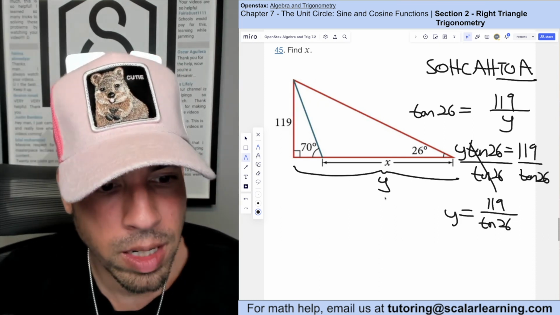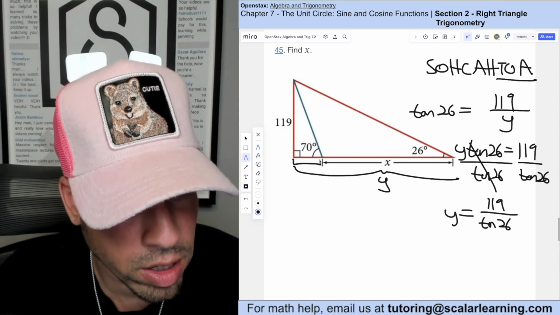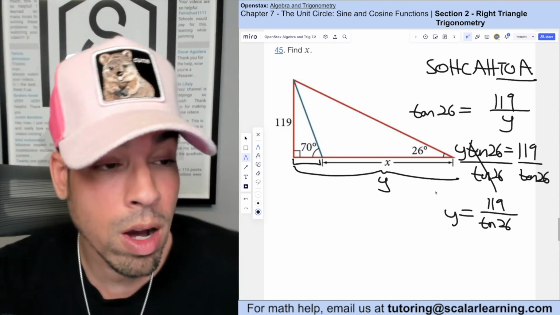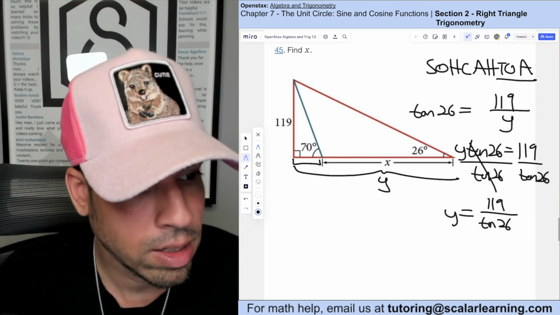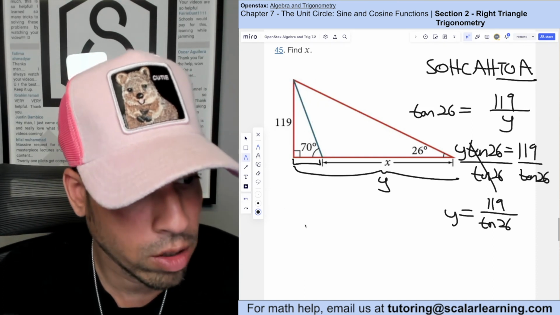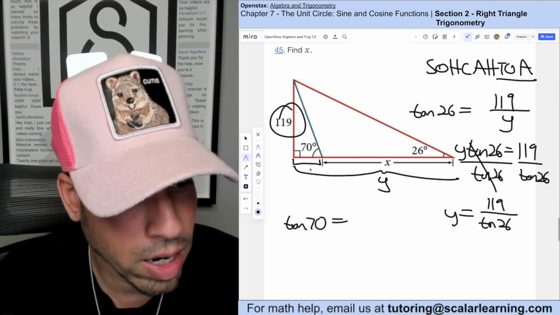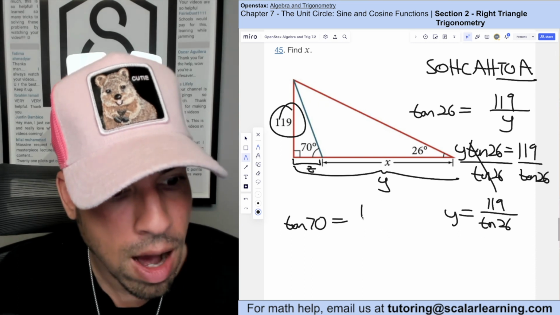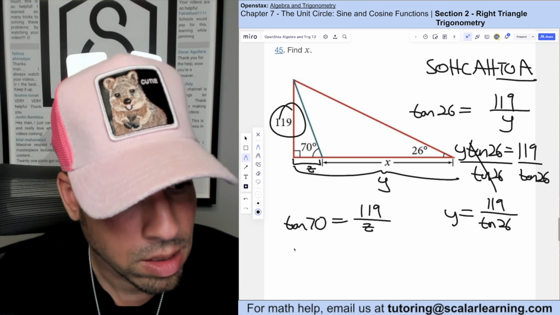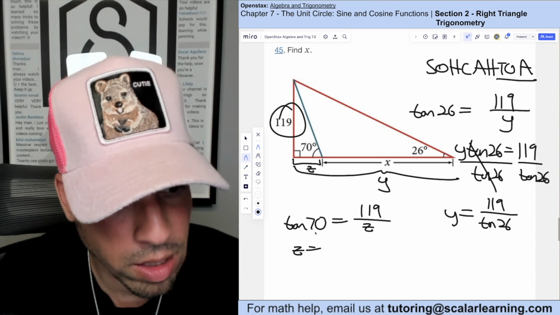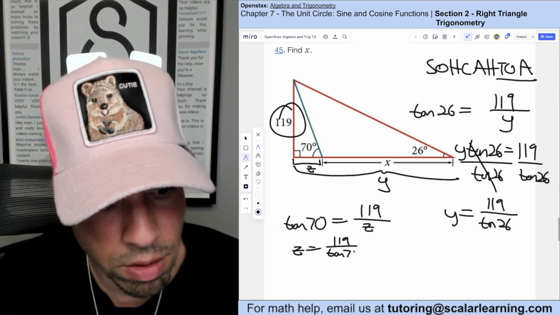So we won't approximate yet in Desmos. We'll say that this is what y is. Now we need to get this little value here, because then if I can subtract that from y, I'm good to go. And I can find that again using tangent, because look, I've got 70 in this second right triangle. So I can say tangent of 70 equals opposite over adjacent, and I'll call that z. Opposite over z. And then I'm going to follow the same steps. Basically, z is going to equal, same thing, multiply here and then divide by tangent of 70. So we got 119 over tangent of 70.